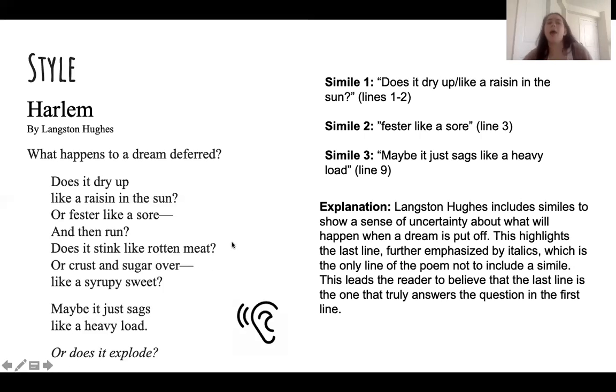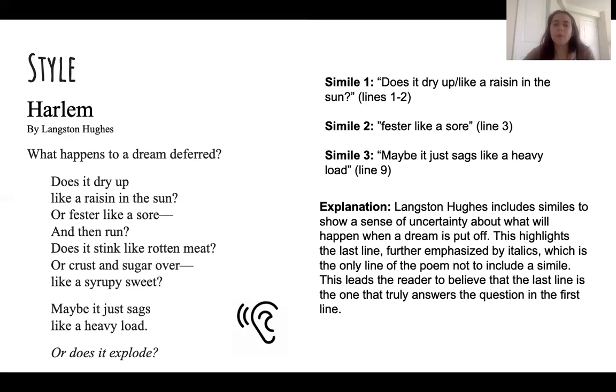So I wrote about that in my explanation. I have Langston Hughes includes similes to show a sense of uncertainty about what will happen when a dream is put off. This highlights the last line, further emphasized by italics. That's more of a structured thing, but I wanted to include it, which is the only line of the poem not to include a simile. This leads the reader to believe that the last line is the one that truly answers the question in the first line, what happens to a dream deferred?